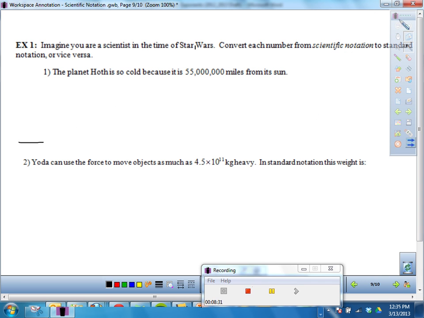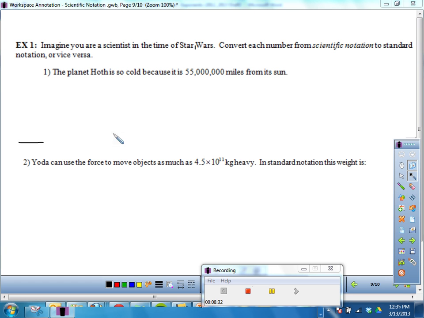Okay, we're going to do two more examples, and those are word problems. Now, sometimes you get a word problem, and it's going to have scientific notation in it. You just have to make sure you understand what all the different phrases mean. So example 1 says, imagine you are a scientist in the town of Star Wars. Convert each number from scientific notation to standard notation, or vice versa. All right, so let's kind of remind ourselves what all these things mean.